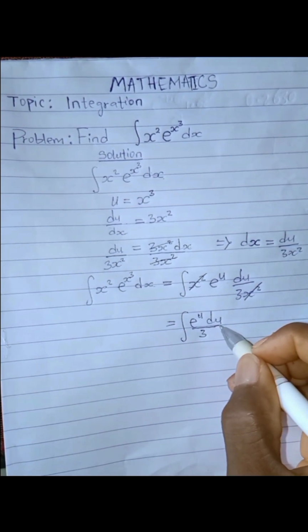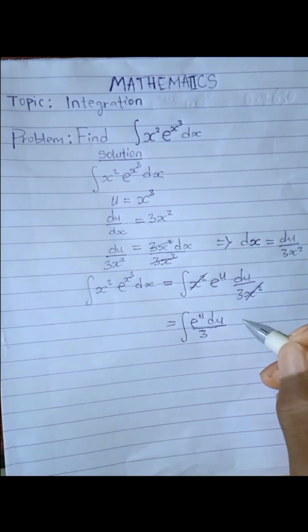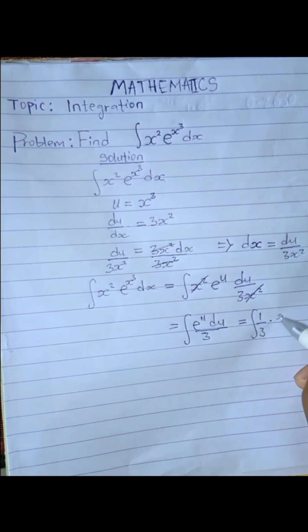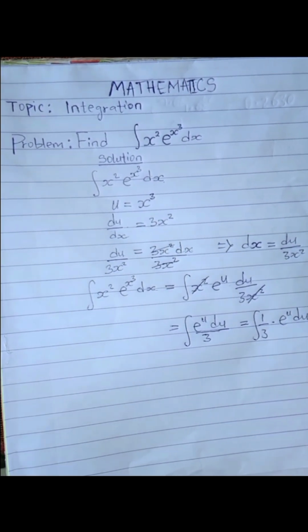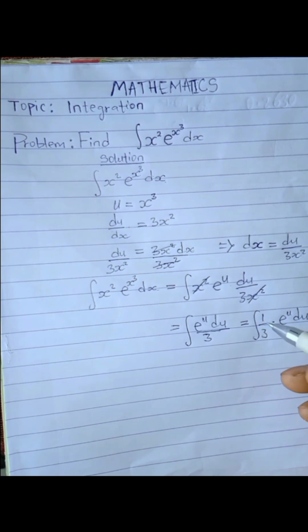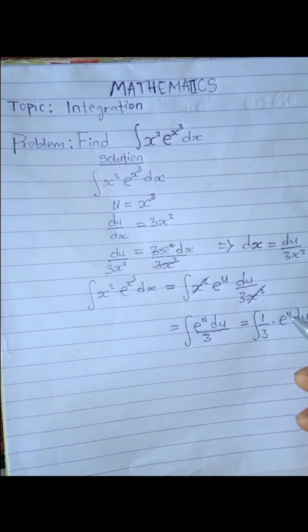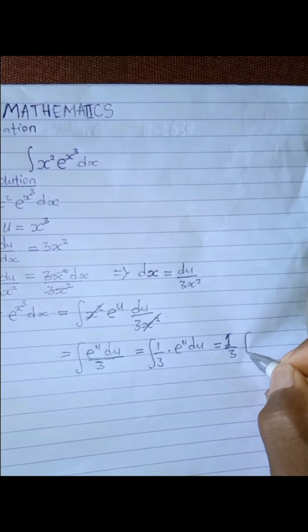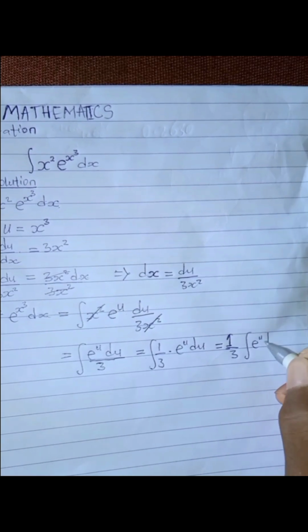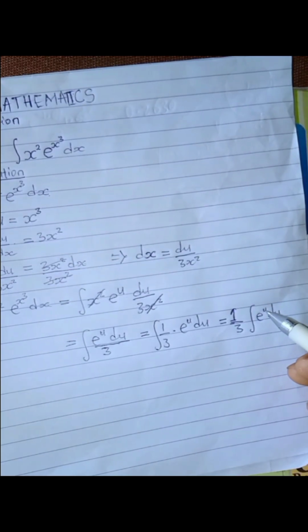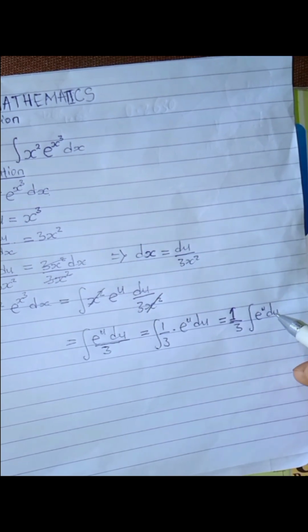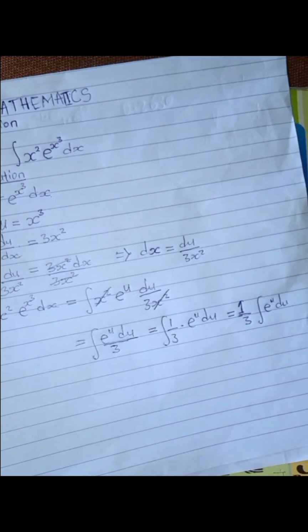From here, we know that the all over 3 is also 1 over 3 and is a constant, which means the integral of 1 over 3 multiplying e raised to the power u du. Whenever you are integrating a constant, a number, you bring it to the front and integrate and continue your integration. So from here we have 1 over 3 times the integral of e raised to the power u du. And we know when you integrate an exponential function, you will have that same e to that same power.